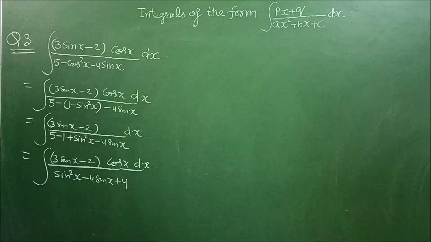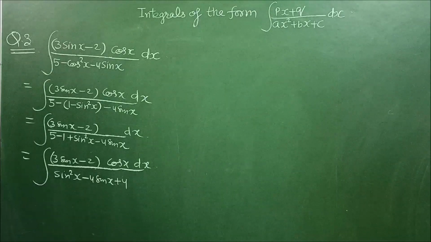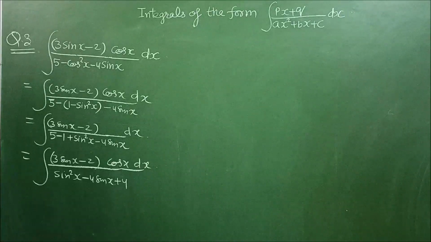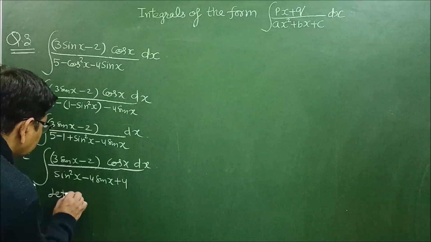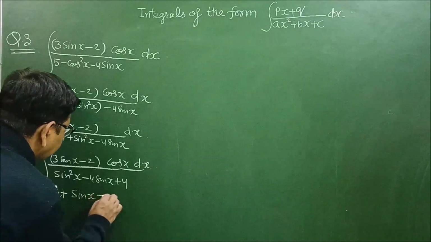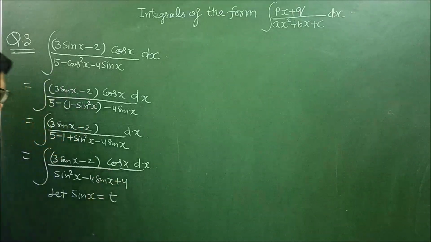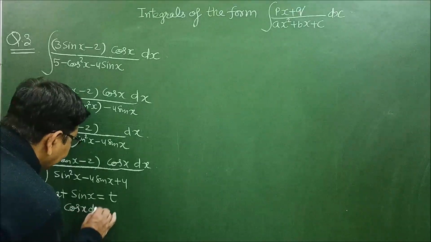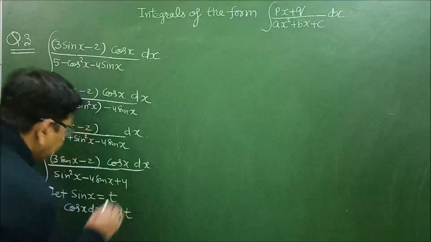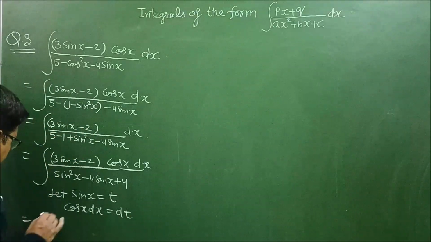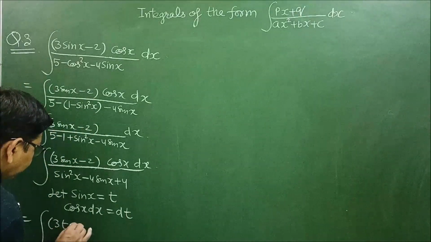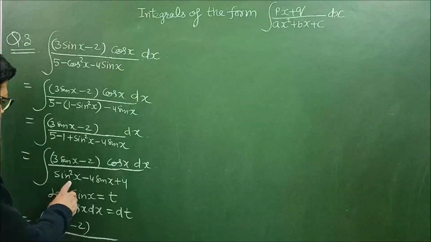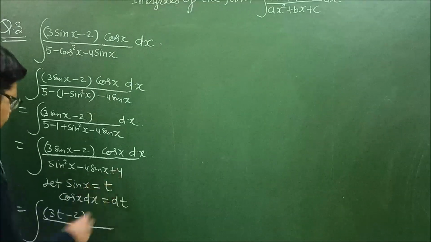Now let sin x be equal to t, then cos x dx is equal to dt, and this integral reduces to the form (3t − 2) upon t² − 4t + 4.